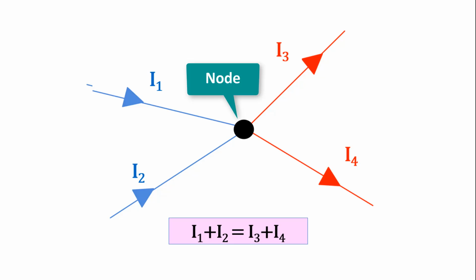If we move the current values to one side of the equation, it will be 0 equals minus I1 minus I2 plus I3 plus I4. That is, the sum of all currents is equal to 0. Thus, while the sign of the incoming currents is negative, the sign of the outgoing currents is positive. I want you to pay attention to this, guys.